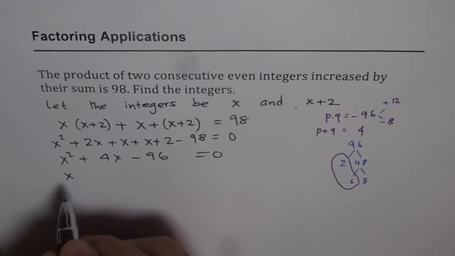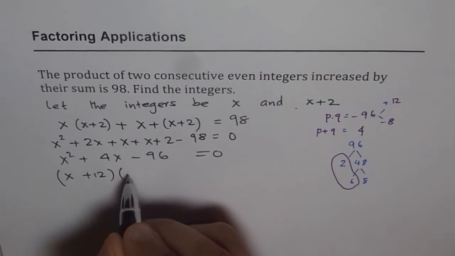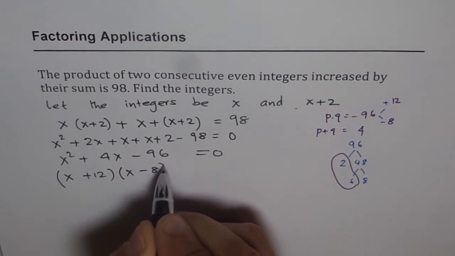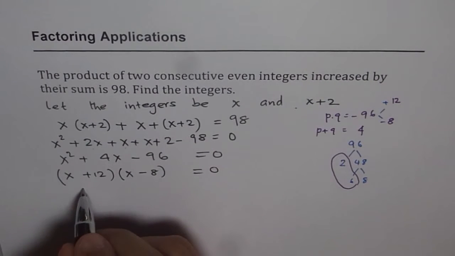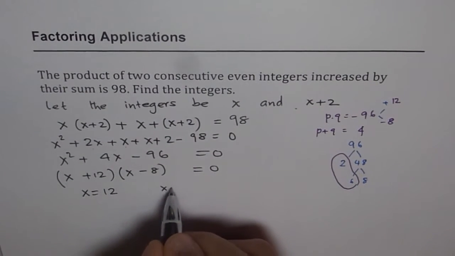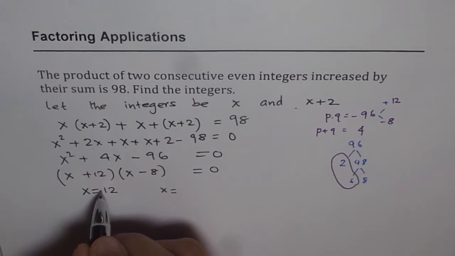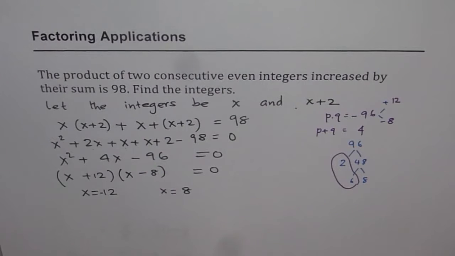So we can factor this as (x plus 12) times (x minus 8) equals 0. And from here we get our answer that x is equal to minus 12, or x equals plus 8, right? So these are the two possible solutions, correct?